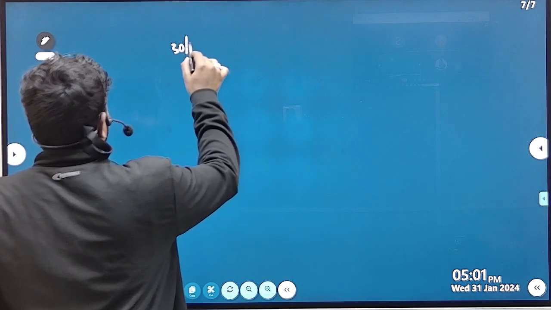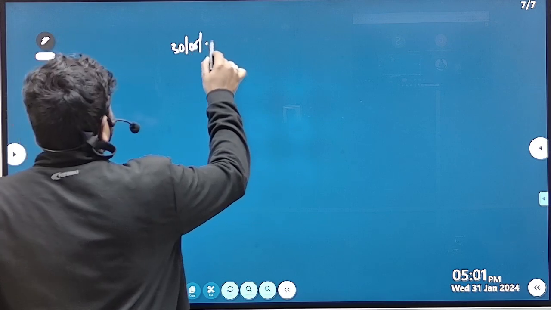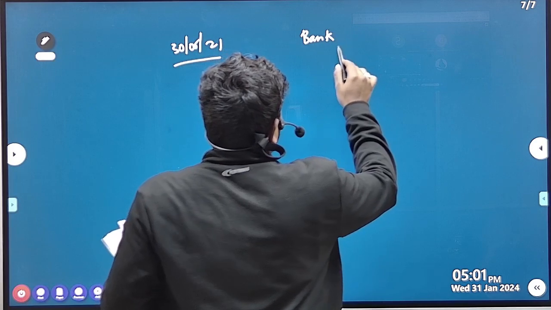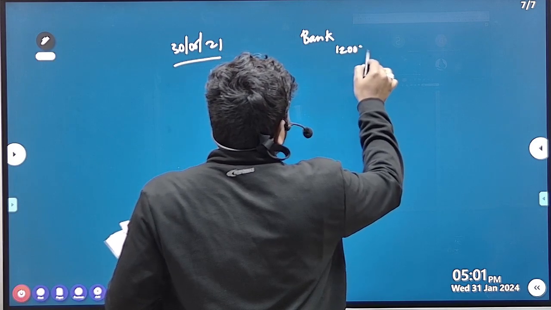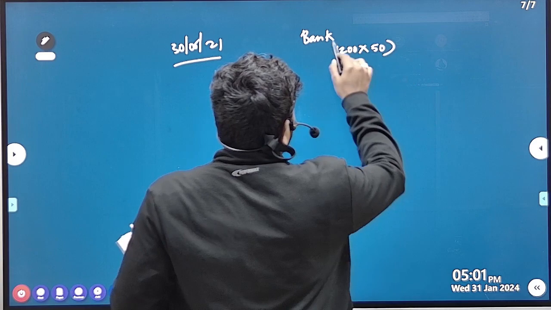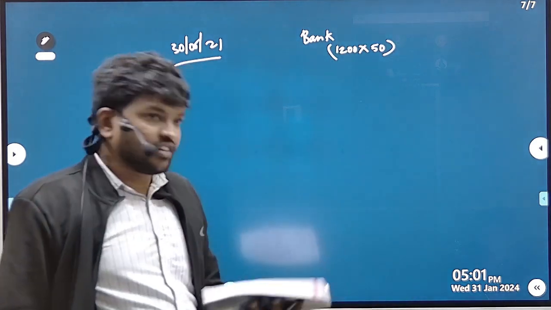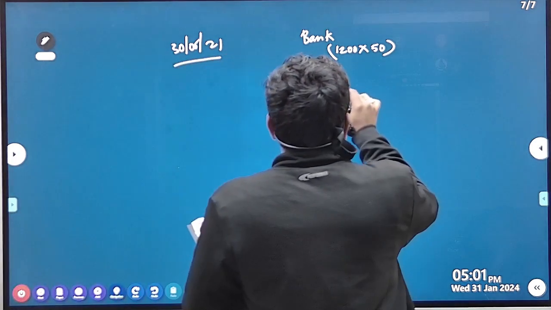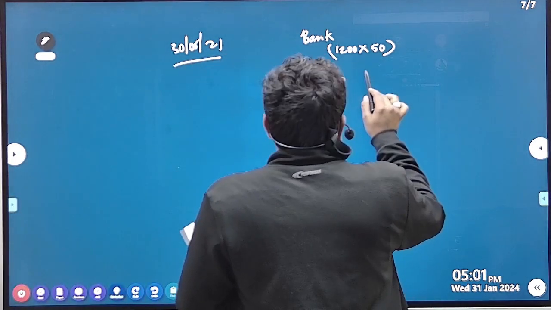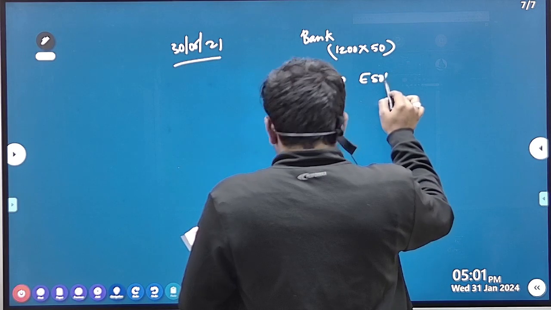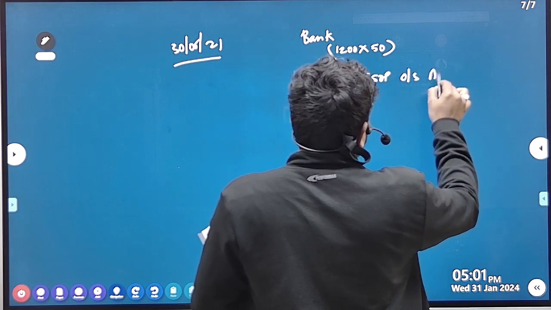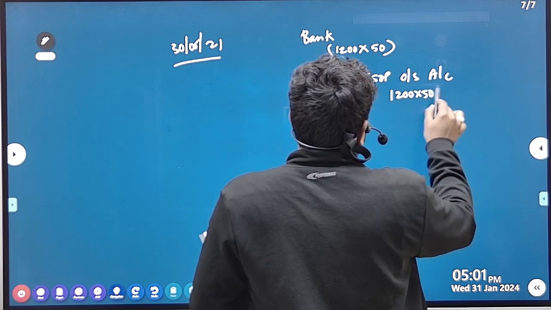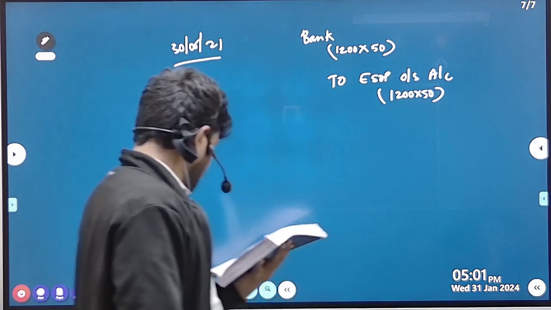30th June 21. बैंक अकाउंट डेबिट कितना पैसा आ रहा है उनसे? 1200 रुपीज. 1200 ऑप्शंस इंटू 50 रुपीज ना? एक्सरसाइज इश्यू प्राइस कितना है? 50 रुपीज. यस और नो? टू ESOP आउटस्टैंडिंग अकाउंट 1200 इंटू 50 रुपीज. टोटल अमाउंट कितना है देखो? 60,000.